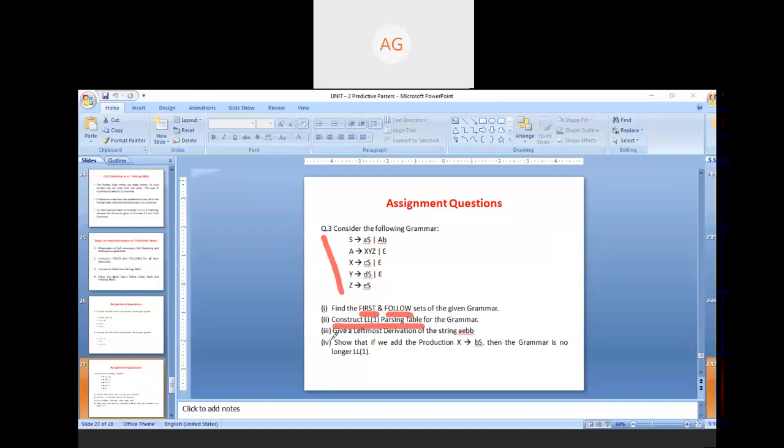Then you need to find the leftmost derivation of the string which is given as aebb, all in small letters. And lastly, you need to show that if we add the production X produces BS in the grammar, then the grammar is no longer LL1. So you need to show this also.